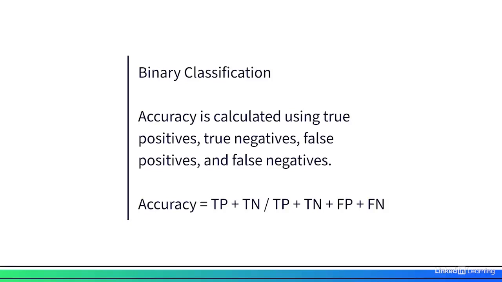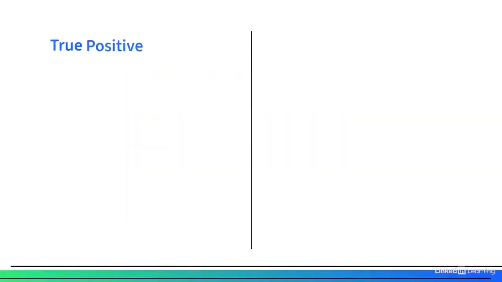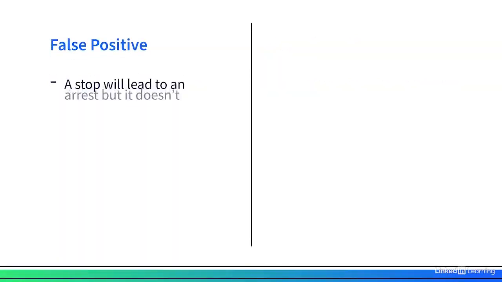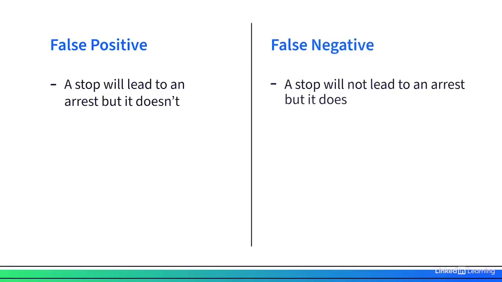When considering our public safety model, a true positive is where the model predicts the stop will lead to an arrest, and the stop really does lead to an arrest. A true negative is where the model predicts the stop will not lead to an arrest, and it actually doesn't. A false positive is where the model predicts the stop will lead to an arrest, but it actually doesn't. A false negative is where the model predicts the stop will not lead to an arrest, but it actually does.